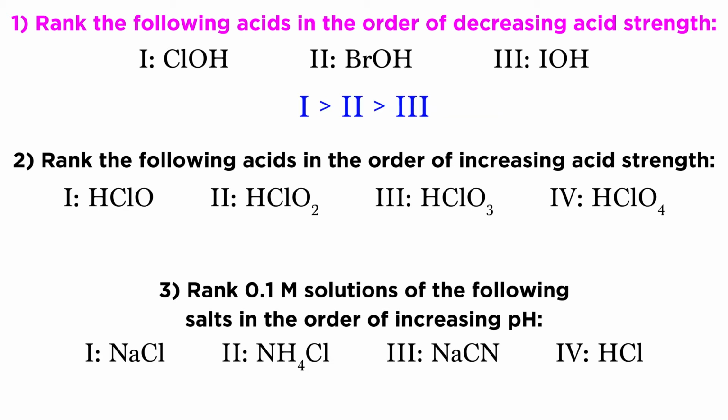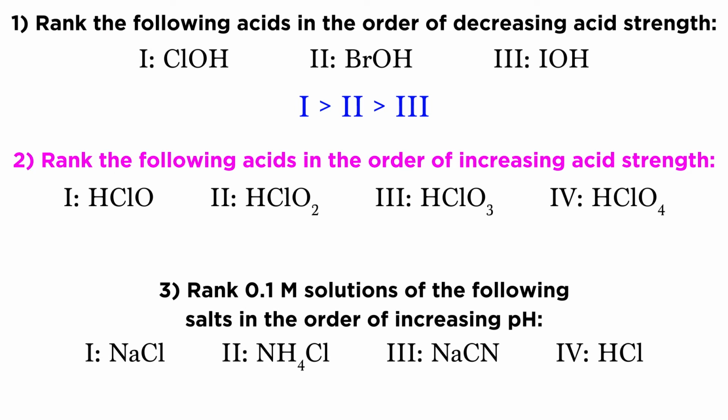And so that means here the acid with chlorine must be stronger than the one with bromine, which must be stronger than the one with iodine, because we're going in decreasing electronegativity and therefore decreasing acid strength. So 1 greater than 2 greater than 3 is the answer there.